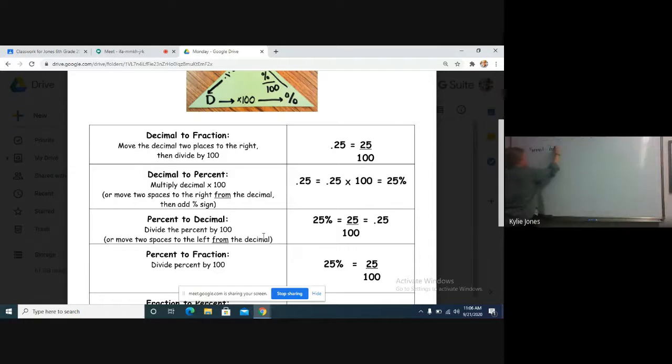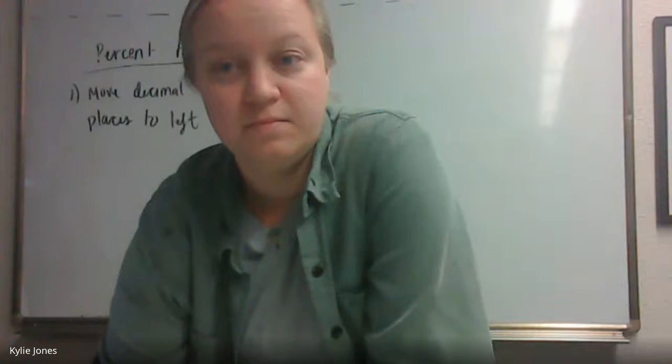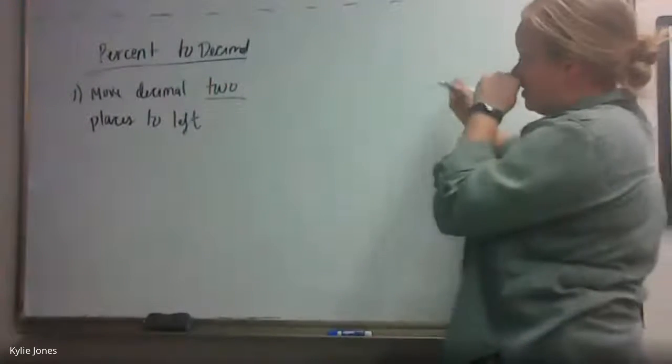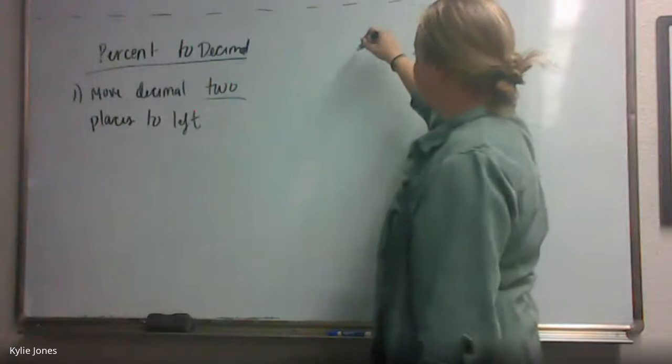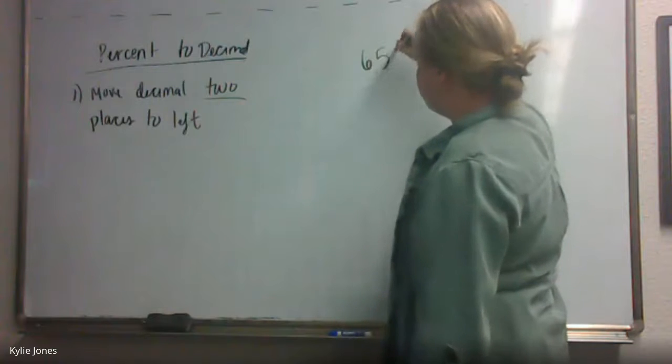Percent to decimal. You're going to move it 2 places to the left. Okay, moving it 2 places to the left. So let's do a couple of examples on this one. So this time, let's say we have the percent. It really doesn't matter. Let's do 65%.